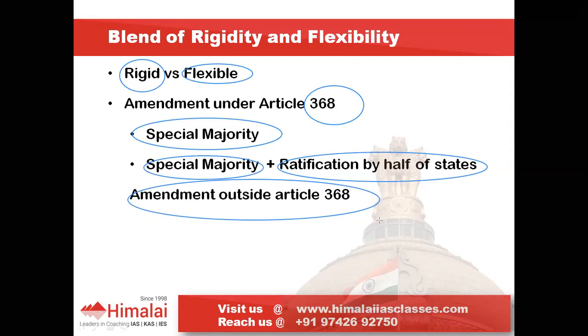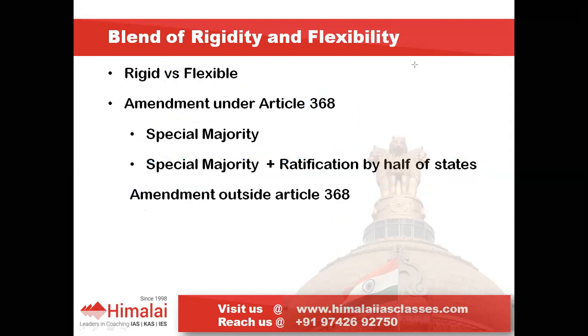Whereas there are a lot of simple changes which can be made outside Article 368, where this article simply doesn't apply. For example, if Parliament wants to create a new state, it doesn't have to amend the constitution as per Article 368. It can simply create a new state by a simple amendment, which will not need any type of special majority or ratification by half of the states. So a lot of parts of the constitution are very flexible, and that is why our constitution has been called a blend of rigidity and flexibility.